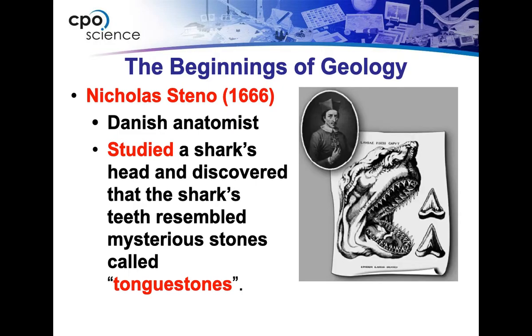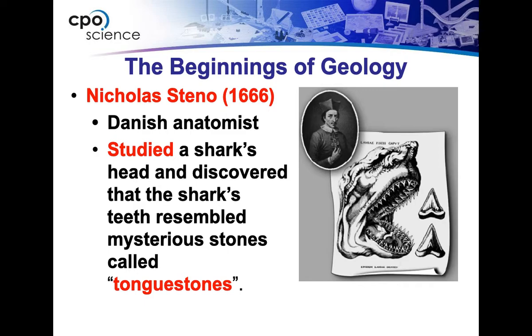The chapter starts out talking a little bit about the history of how we've learned about things that have happened on Earth. In 1666, a gentleman by the name of Nicholas Steno, he was a Danish anatomist, so he studied organisms' body parts. He discovered these stones that looked a lot like shark's teeth. So he studied a shark's head and discovered that these shark's teeth resembled these mysterious stones called tongue stones. So really it was his first connection between looking at something in a rock and saying, I wonder if this was alive at one point in time. So that's the credit of Nicholas Steno.